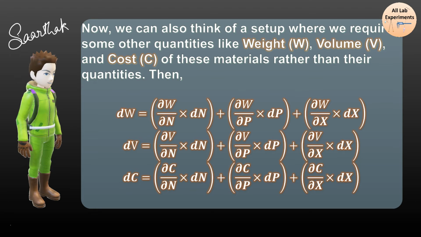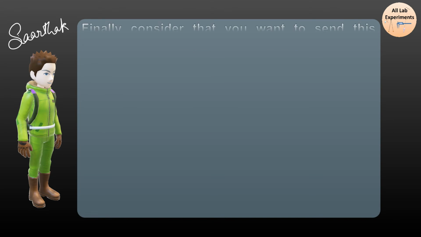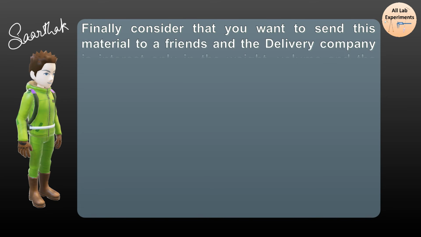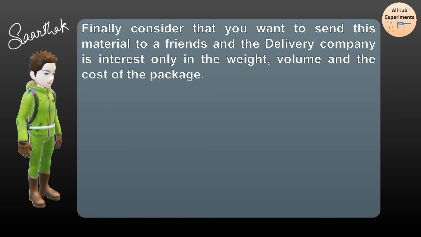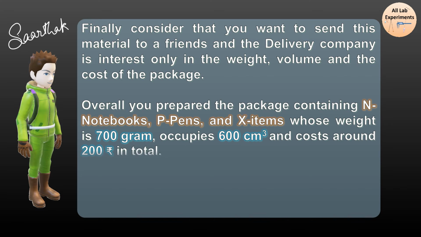So that's why these three equations can be constructed in this way. Finally, you have reached a point where you are very close to understanding the Jacobian. So now pay attention and be careful about each and every word. Finally, you consider that you want to send this material to a friend, and the delivery company is interested in the weight, volume, and cost of the package only. Overall, you prepared a package containing N notebooks, P pens, and X items, whose weight is considered 700 grams, occupies 600 centimeter cube, and costs around 200 rupees in total.